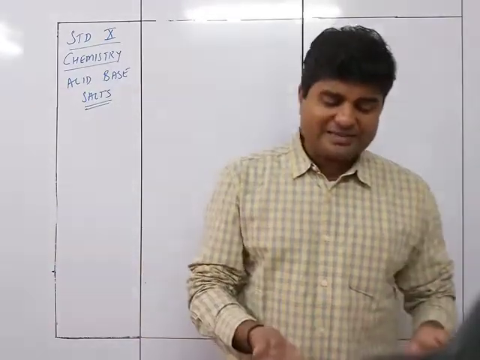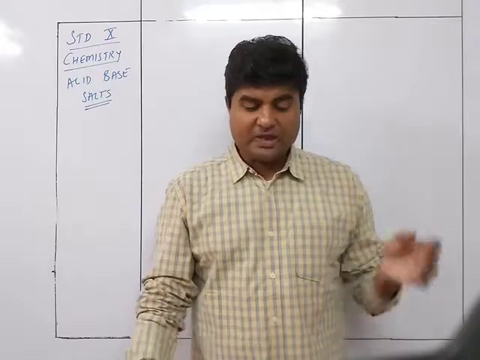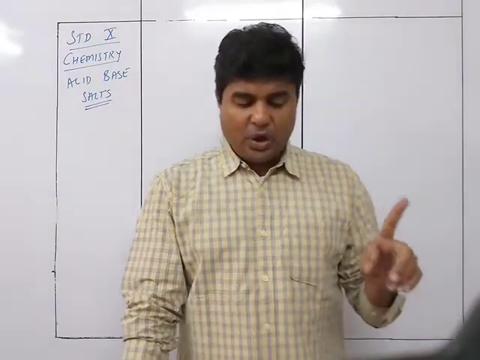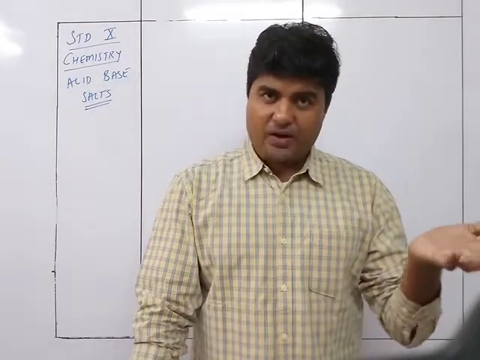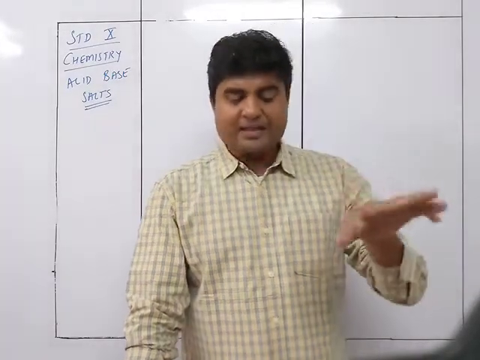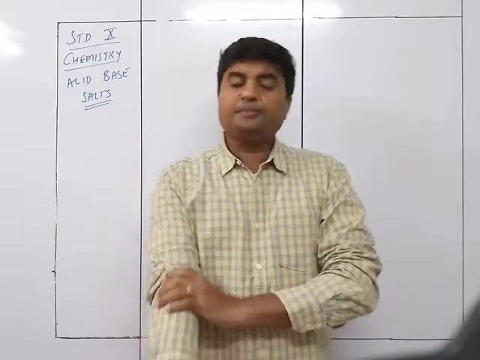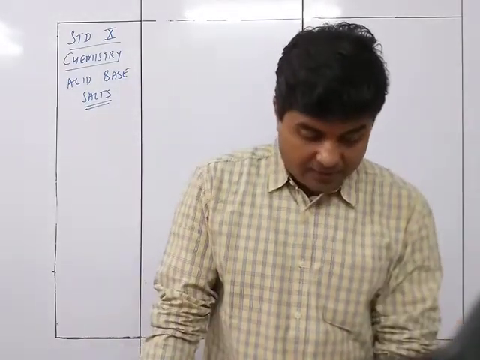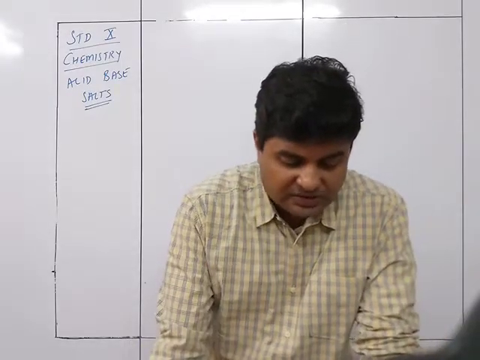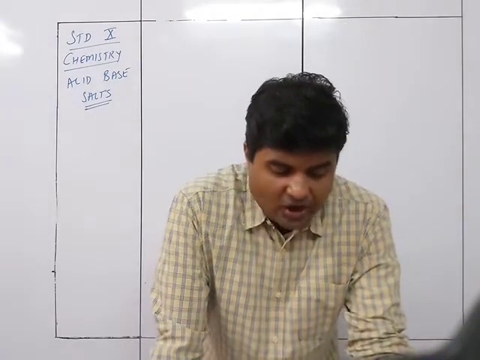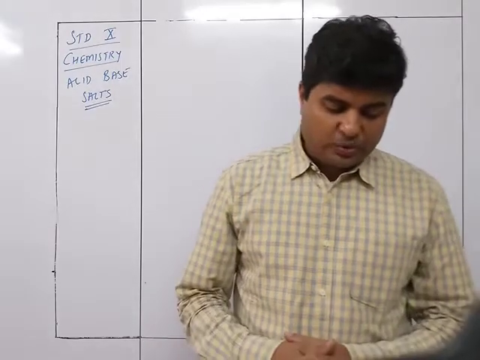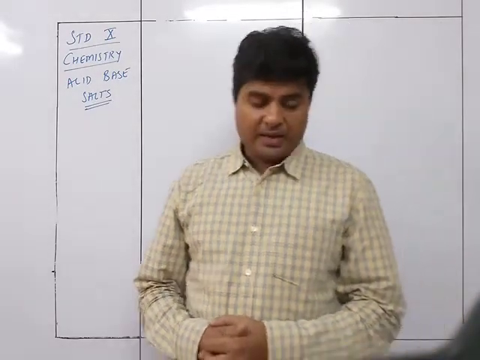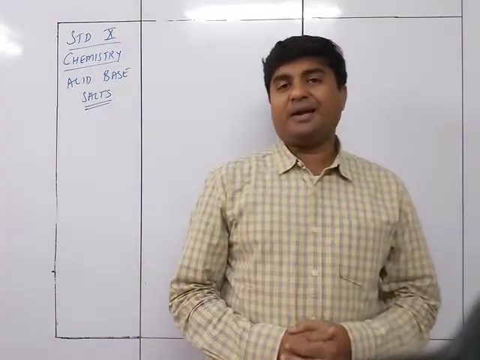So here is the same thing written in words: salt is a compound formed by partial or complete replacement of the replaceable hydrogen ion of the acid by the metallic ion or ammonium ion. So that's why we have this as salt. A salt is an ionic compound which dissociates to yield a positive ion other than hydrogen ion, that is H+, and a negative ion other than hydroxyl ion.